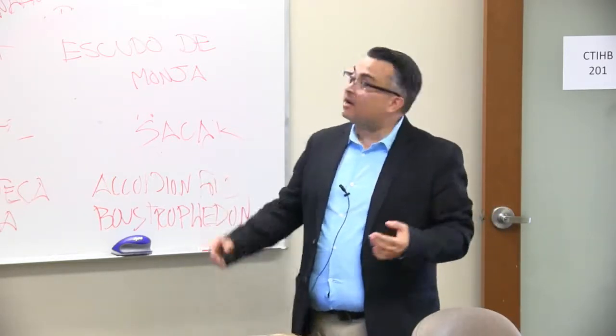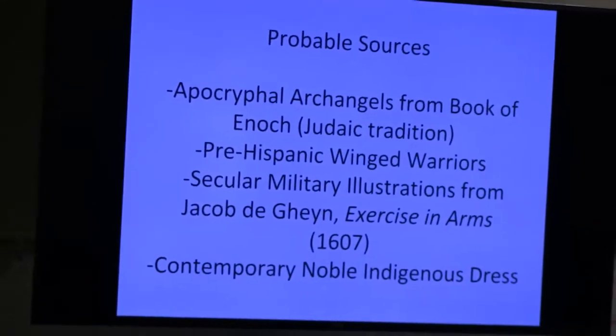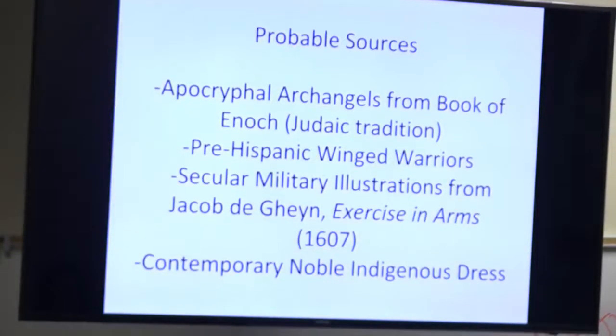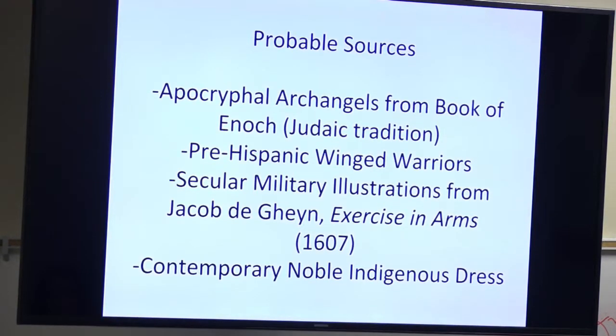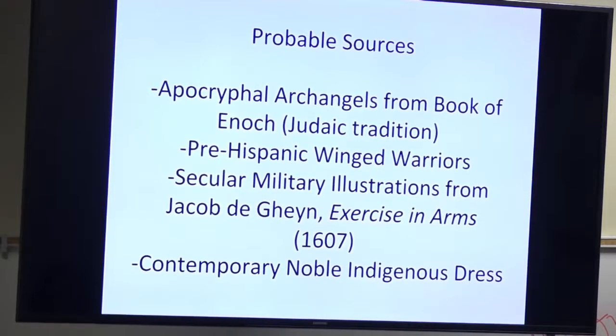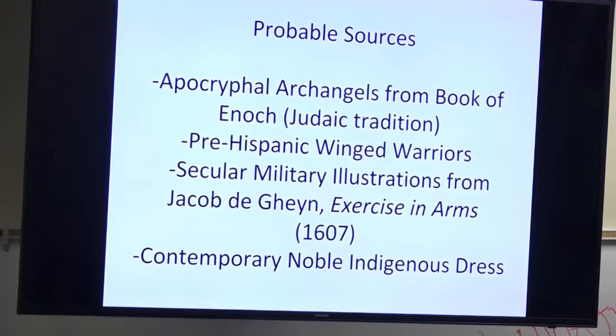The probable sources, again, are apocryphal angels from the Book of Enoch and pre-Hispanic winged warriors. It's also been suggested that another indigenous idea was circulating, that of winged warriors or guardians. We know that the rifle and the poses come from military illustrations from Jacob de Gheyn's Exercise of Arms. So we found the sources and we see the exact illustrations some of these paintings were based on. And then the clothing is drawn from contemporary noble indigenous dress. This is how noble natives in the 17th and 18th century dressed. These are the main sources for this type of painting.